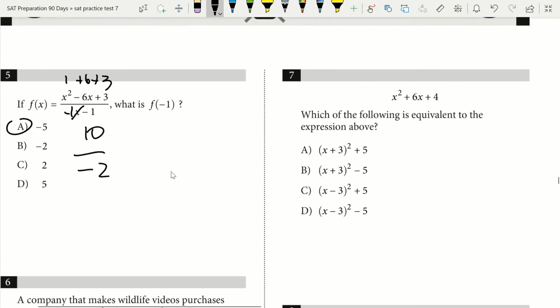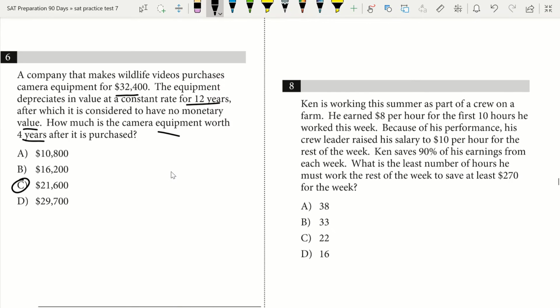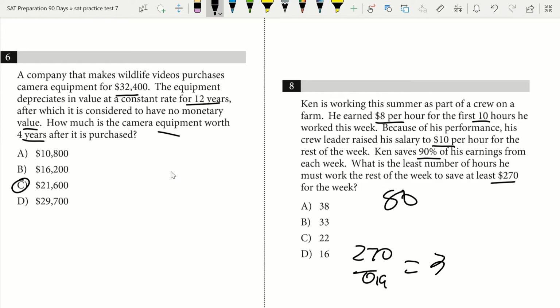Number 7. I see I've got an equivalency question. I've got plus 6x, so I'm going to have a plus 3 here. 3 times 3 is 9. 9 minus 5 is 4, so answer is B. Number 8. Ken is working as part of a crew on a farm. He earns $8 an hour for the first 10 hours he works, so he's earned 80 so far. Based on his performance, his crew leader increases his wage to 10 an hour. He's saving 90%. What's the least number of hours he can work and save $270 that week? That's going to be 270 over 0.9 to find how much he needs to earn. That's going to be 300. He's already earned 80, so he has 220 left to earn. He's making $10 an hour, so his answer is going to be C.